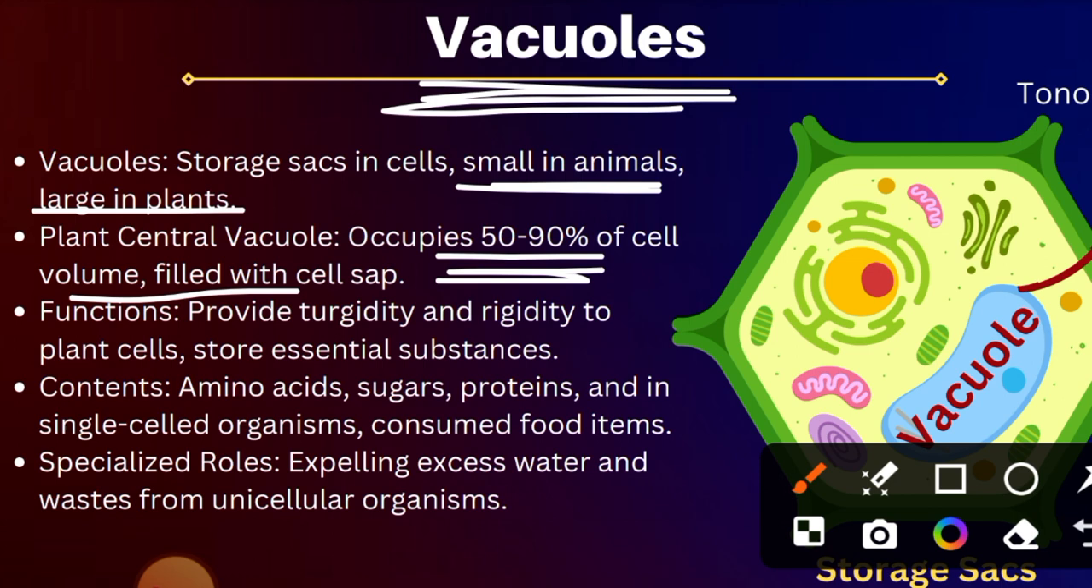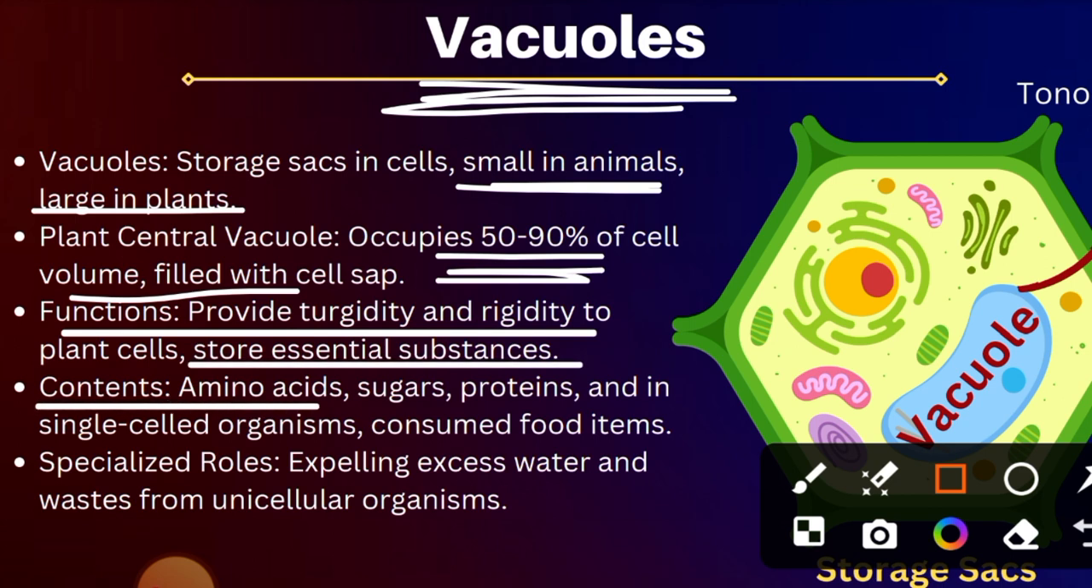What is the function of vacuole? So the function of vacuole is to provide turgidity and rigidity to the plant cell. Turgidity and rigidity mean what? Rigid means to be fixed, and turgidity means it provides a particular shape to the plant, and it stores essential substances within it. It contains amino acids, sugar, protein, and in single cell organisms, consumed food items.